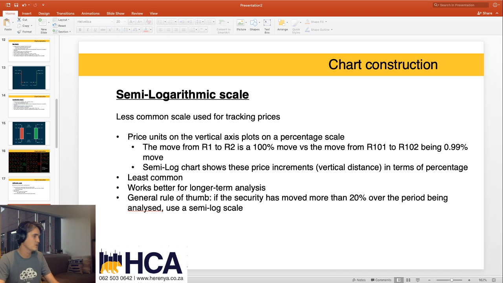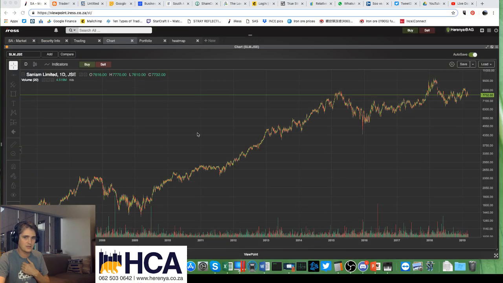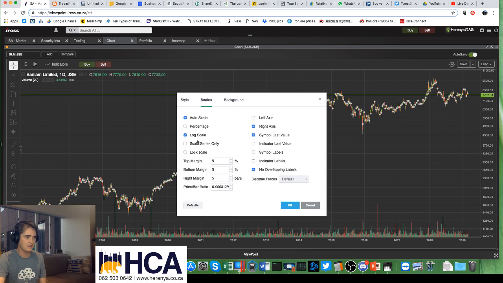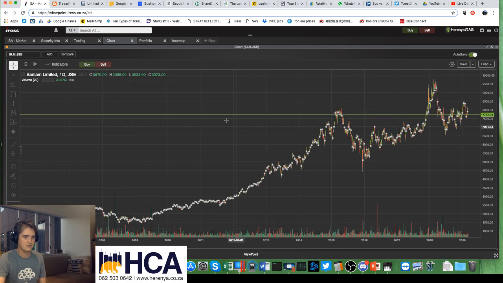So the rule of thumb was that if you are looking at longer term stuff, I am doing charts and you are not seeing them. My apologies. Here is the semi-log scale, and here is the normal scale.